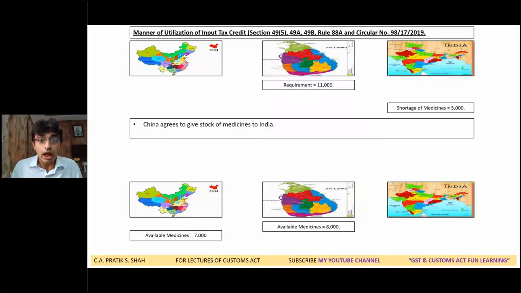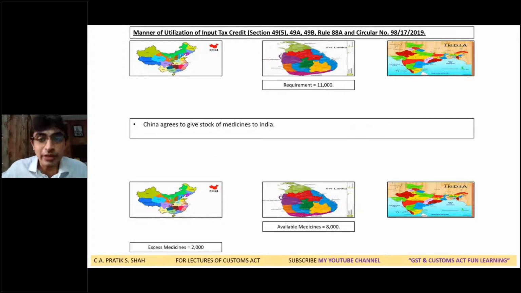In short, CGST ITC can be utilized against IGST. Only CG and SG can never be utilized against each other. But CGST ITC can be utilized against liability of IGST. So China's available ITC is 7,000, and India's IGST liability is 5,000. It can give it. So now IGST liability became 0, and China still has surplus of 2,000. Fair? Fair.